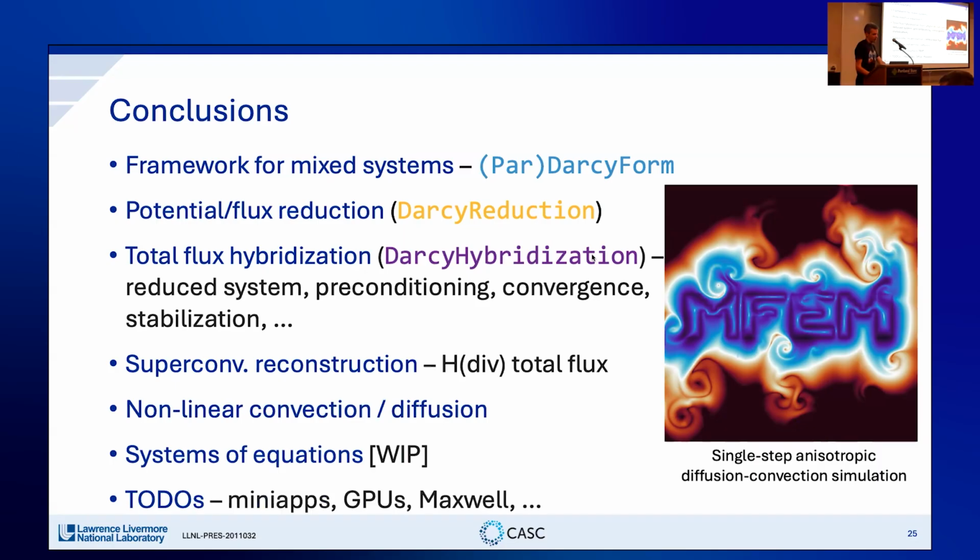And there is still all the things to do. We would like to demonstrate this capability maybe in some more complex mini apps. Eventually, we would like to also get to GPU support and maybe extend the framework for Maxwell kind of problems, and so on and so forth.